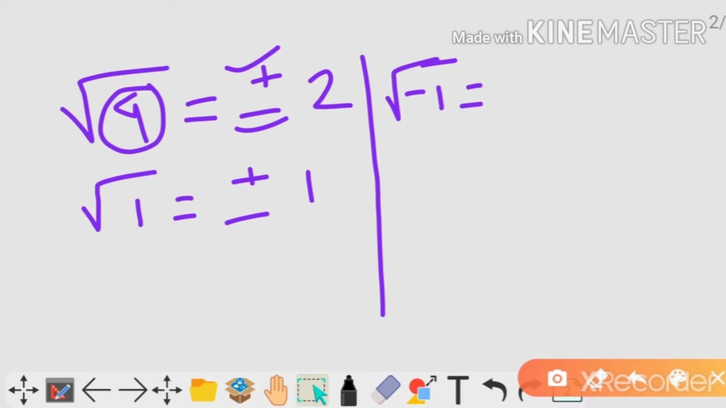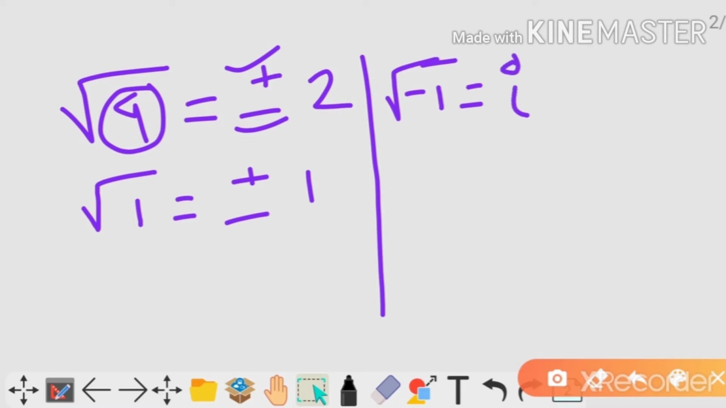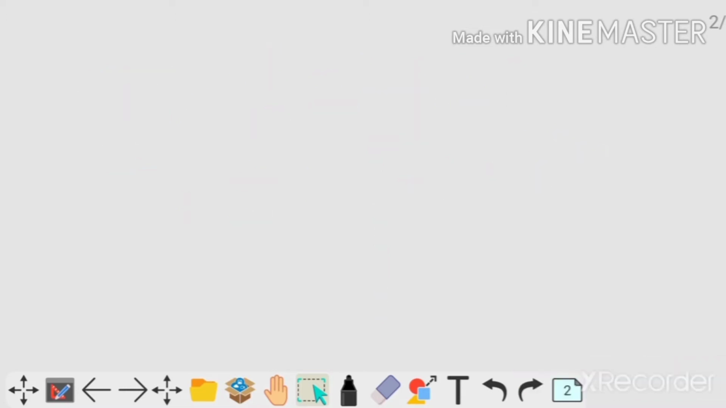So what will be the value of a square root of a negative number? There is no such number in the real numbers. So the mathematician Euler has given a symbol, which is i. It is called the imaginary unit number. Okay. And root over of minus 1 is equal to i. That means if we square both sides, then minus 1 will be equal to i square. Okay. So now we'll move to the next page.